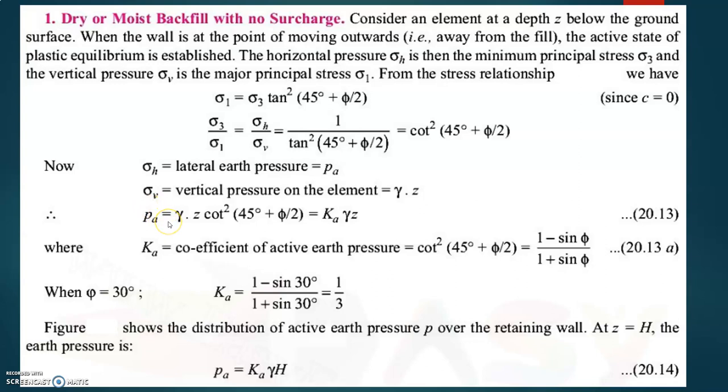Now Pa is equal to gamma z into cot square(45 + phi/2), and this cot square(45 + phi/2) is Ka, the coefficient of active earth pressure. So Pa becomes Ka into gamma into z. How do you get this? We know Ka is equal to horizontal stress divided by vertical stress, that is sigma 3 divided by sigma v. Sigma 3 is Pa, that is sigma h, divided by gamma z, that is sigma v. So you get Pa is equal to K into gamma into z.